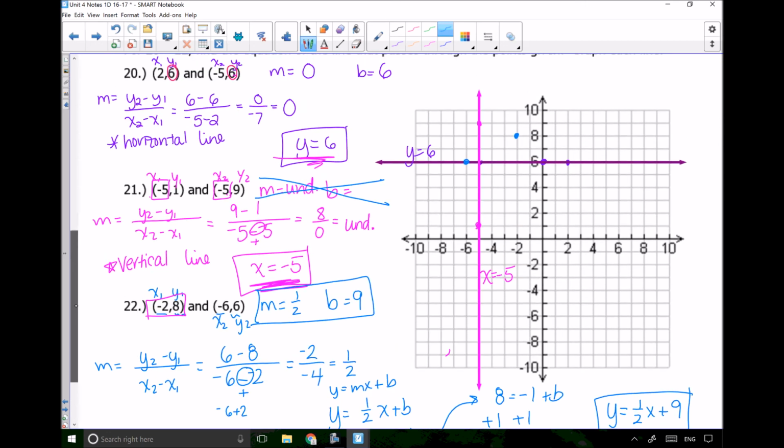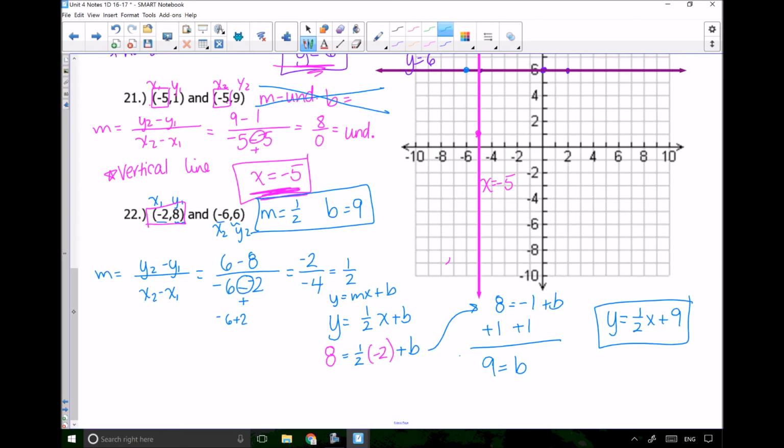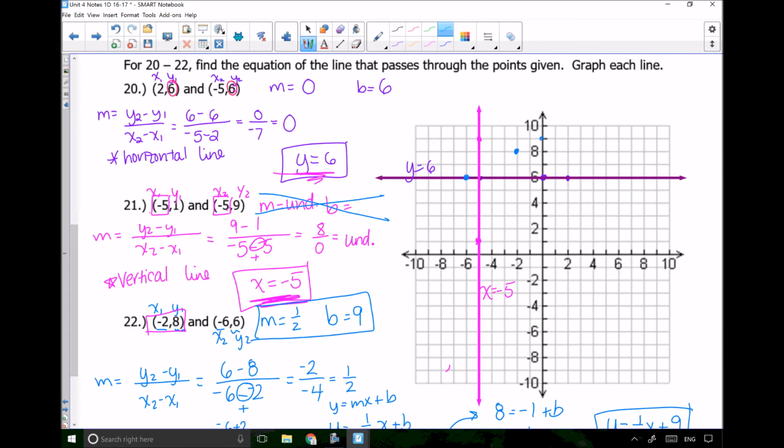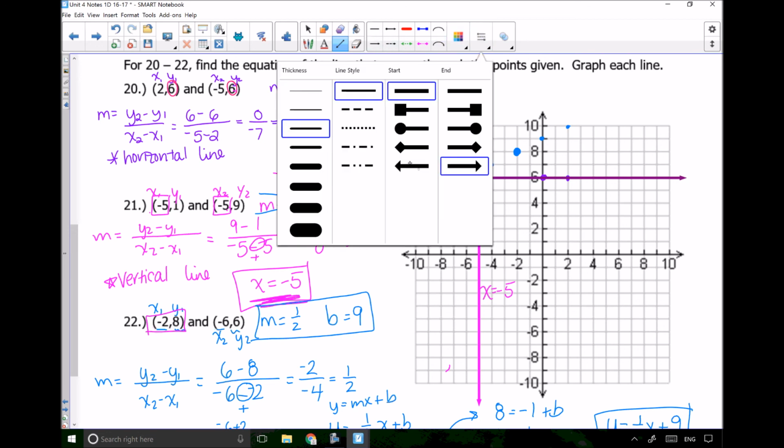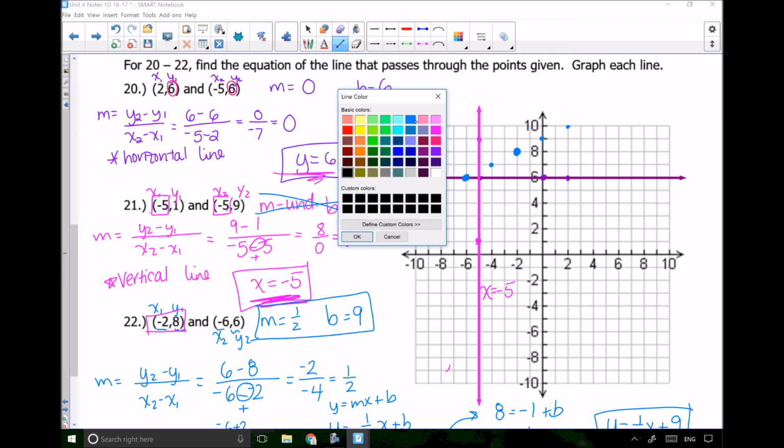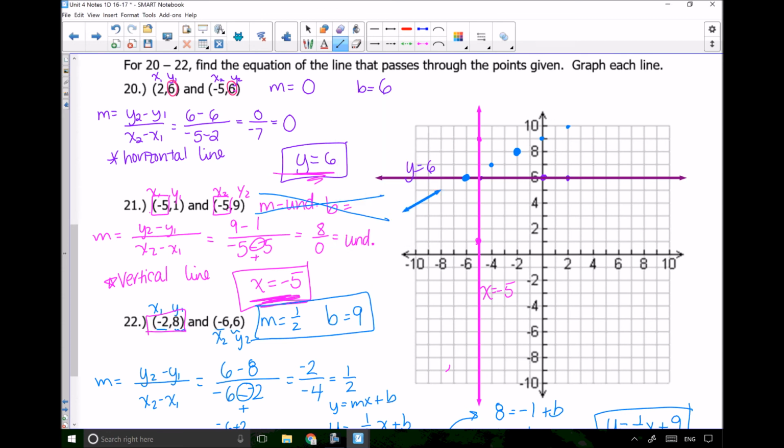So right here, I'm going to go ahead and graph this out. So I would start my graph right at 9, and then I would go up 1 to the right 2. But if I run out of room, I can always go down 1 and to the left 2, and that intersects with one of the points that we said should work. And then if I keep going with it, it will intersect with the other point that we said should work. So now all I have to do is connect my dots, write my equation on my line, and I am done with that question. So y equals 1/2 x plus 9.